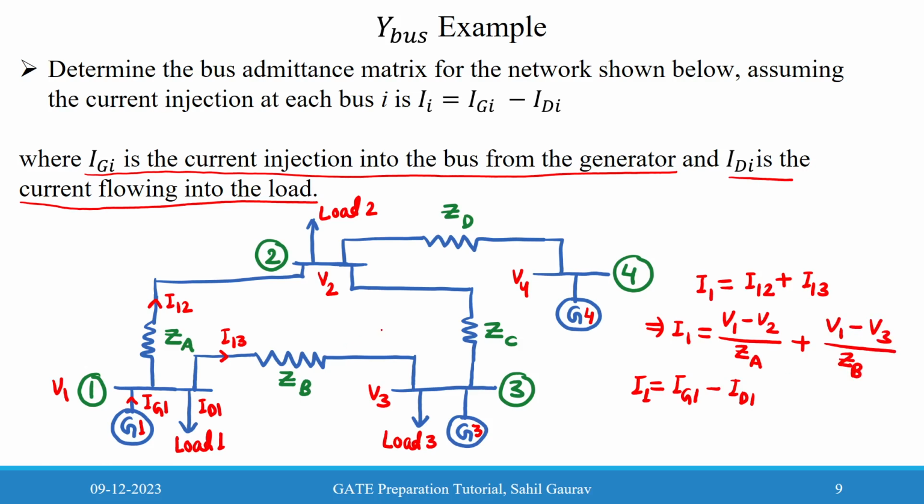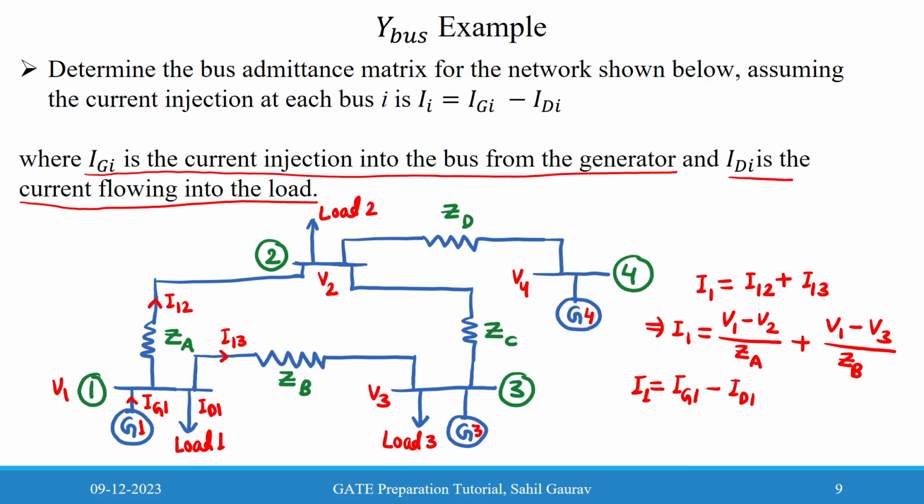That is the current injection at bus 1. I1 is the value of current injection at bus 1. So we can directly write I1 in two ways, either by knowing the generator or load current, or by knowing this voltage and the impedance values of the buses.